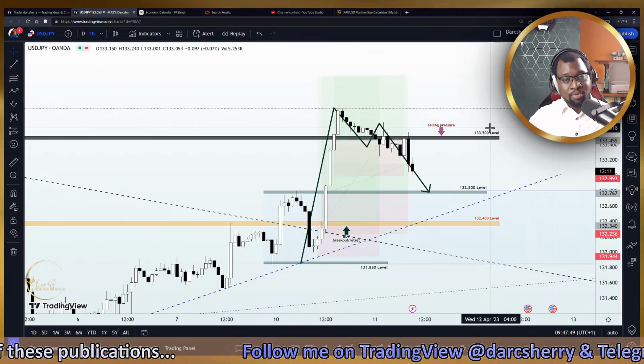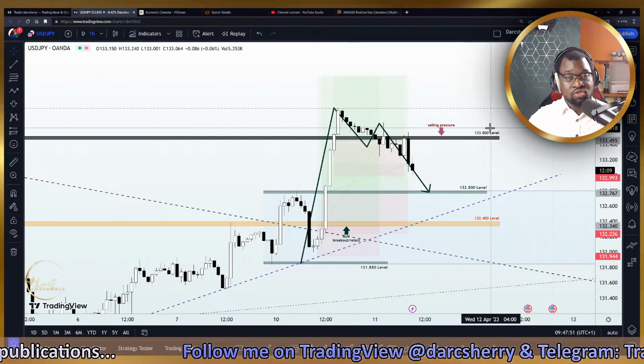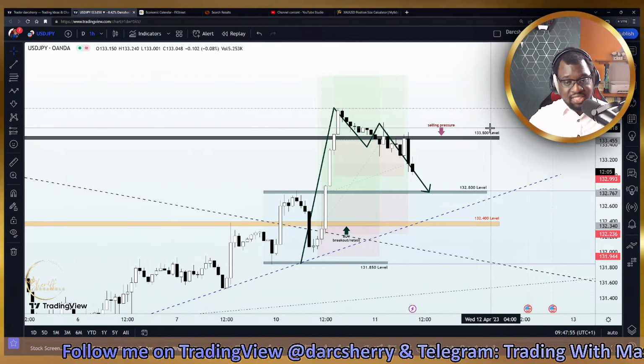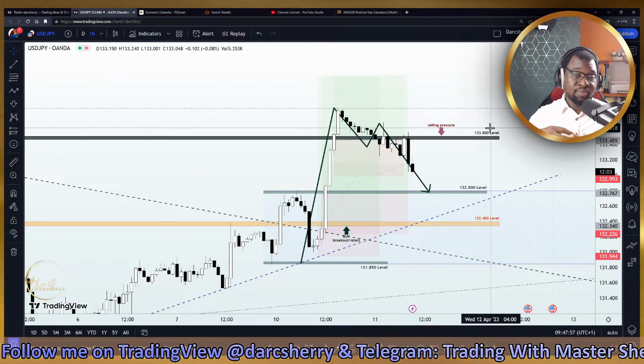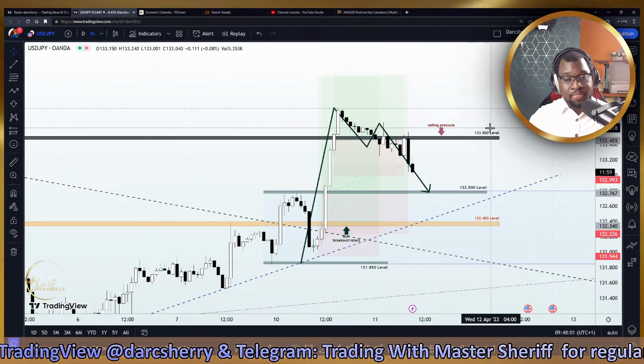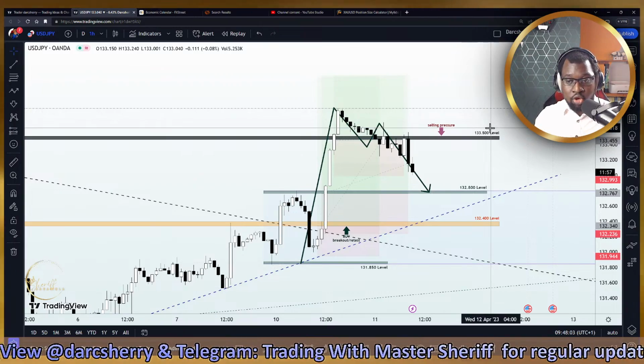Then we want to be part of the trend continuation as soon as price action breaks out of the neckline of that reversal pattern. So at this point, we want to be very patient here and see how far this retracement phase will likely go.